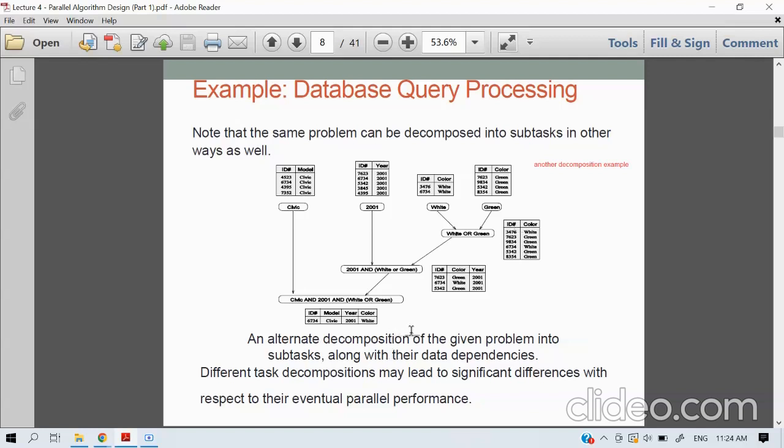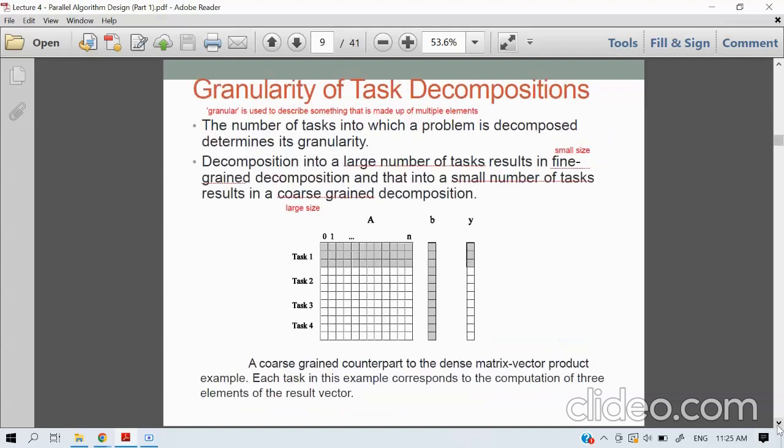Okay, so this is an alternate decomposition of the given problem into subtasks along with their data dependency. Different task decompositions may lead to significant differences with respect to their eventual parallel performance. So different approaches, different algorithms, will have different performance in terms of time, in terms of speed, and so on. So it depends on the algorithm, on how we want to write or to break up or to decompose the problem into several tasks. Okay, next.